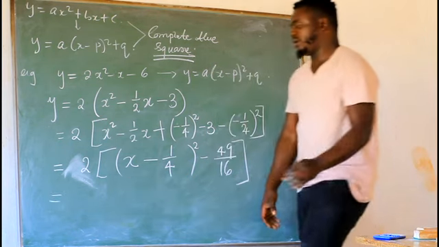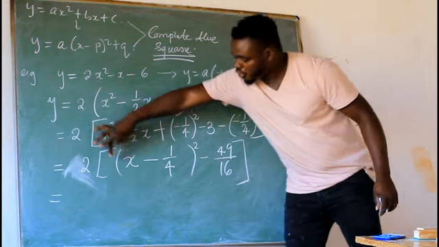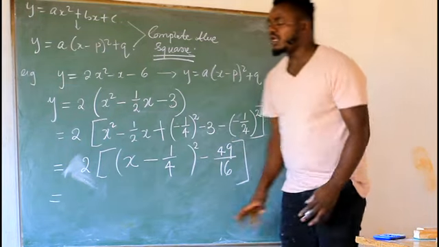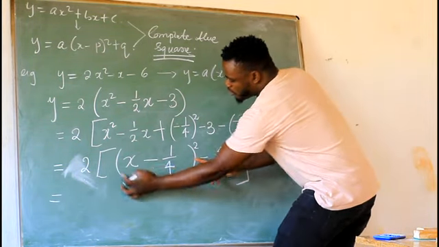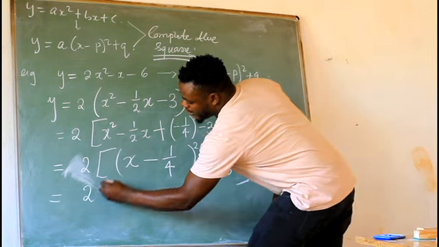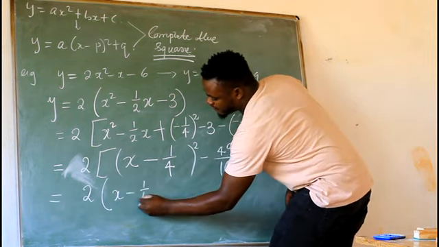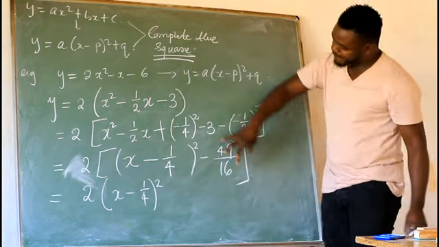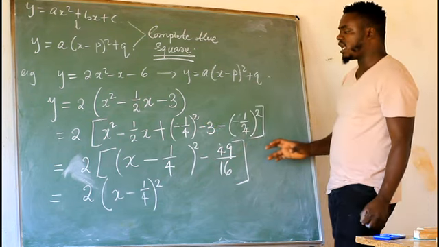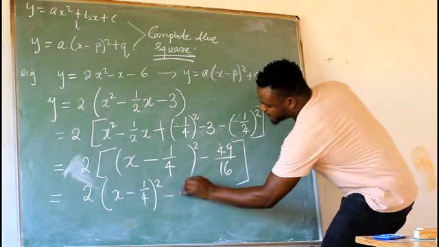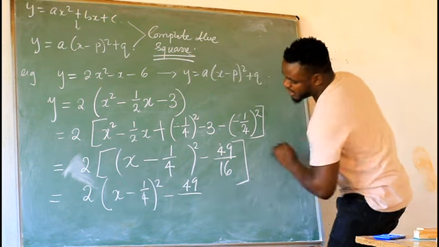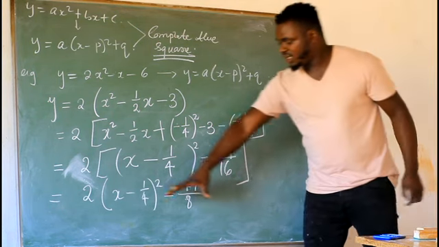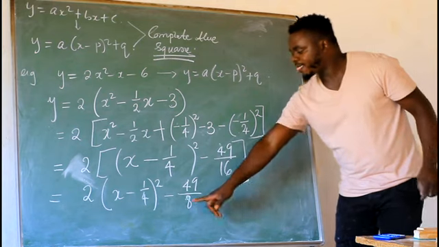Then, for the final answer, we're going to remove the square brackets. How do you remove the square brackets? You multiply by 2. Then this 2 is going to multiply the whole of this. Then you are going to have 2 multiplied by x minus 1 over 4 squared. Then you say 2 multiplied by this, 49 over 16, it is going to be negative 49 over 8. Altogether, it is going to be negative 49 over 8.